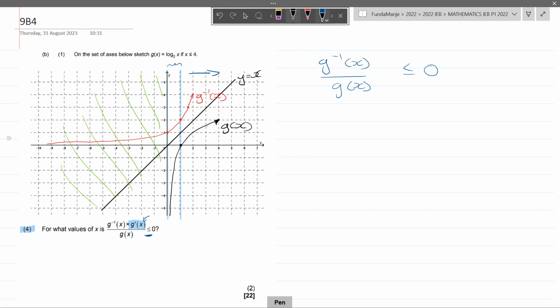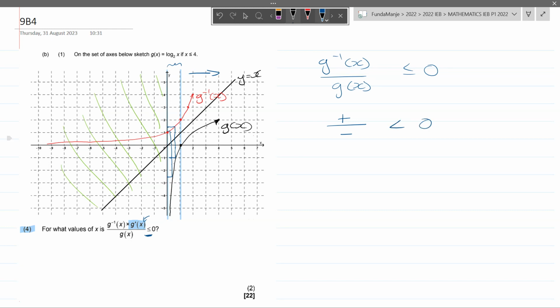So hopefully the last region we need to consider is between 0 and 1. Between 0 and 1, we see that the log graph is returning negative values for these x values. If I pick an x value here, it returns a negative. If I pick an x value here, it returns a negative. But if I pick those same x values on this graph, it's returning positive values. That means between 0 and 1, our inverse is positive, but our g will always be negative, and positive divided by negative will be less than 0.